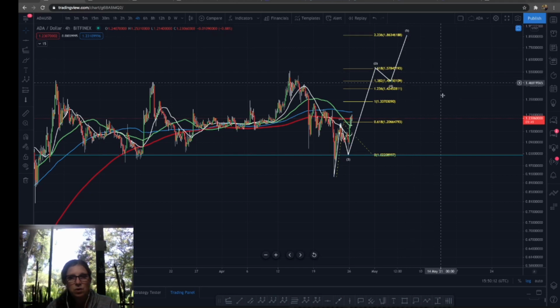And then we'd get a 3-wave pullback. And then, you know, obviously you could catch it in here if you want to, but this is what we need for the bullish scenario. So it's a little more difficult to be able to tell what it's going to do, but if we break this low, this impulse is off the table.